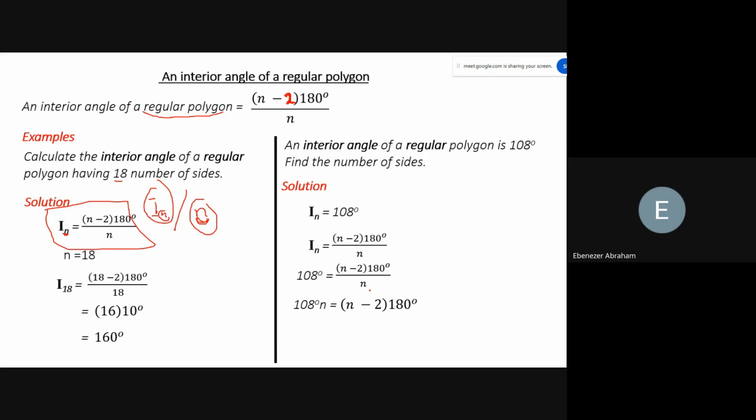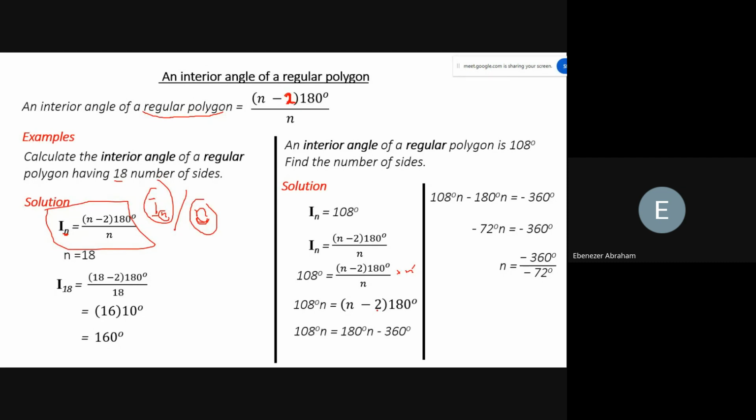You just multiply through by n on the right-hand side, of course, you know n will cancel, and then go to the left-hand side. It's 108n. Expand the right-hand side. These are things I know you are familiar with. So you group all the n's on one side, and you get negative, depending on how you transpose the terms. So n equals negative 360 degrees divided by negative 72 degrees. So you have n to be 5. So that is great. Any question?